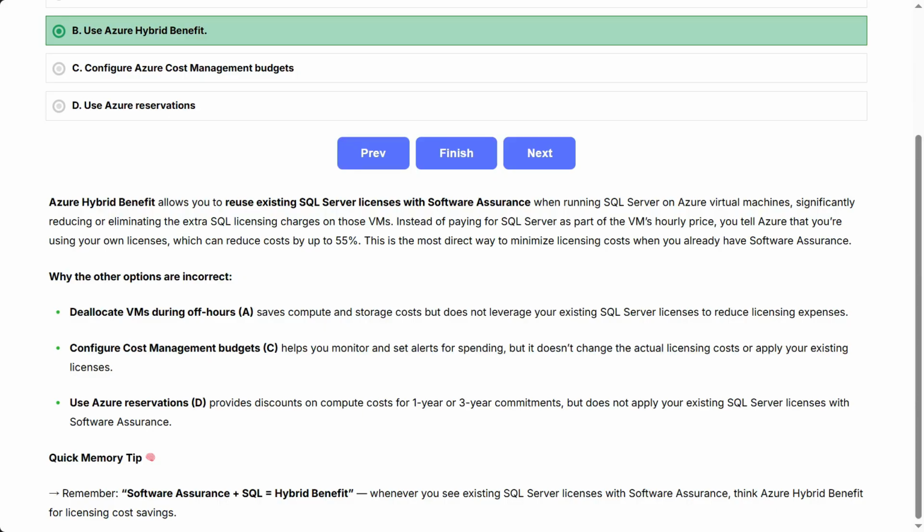Configure cost management budgets, C. Helps you monitor and set alerts for spending, but it doesn't change the actual licensing costs or apply your existing licenses. Use Azure Reservations, D. Provides discounts on compute costs for 1 year or 3 year commitments, but does not apply your existing SQL Server licenses with software assurance. Quick memory tip. Remember, software assurance plus SQL equals hybrid benefit. Whenever you see existing SQL Server licenses with software assurance, think Azure Hybrid Benefit for licensing cost savings.